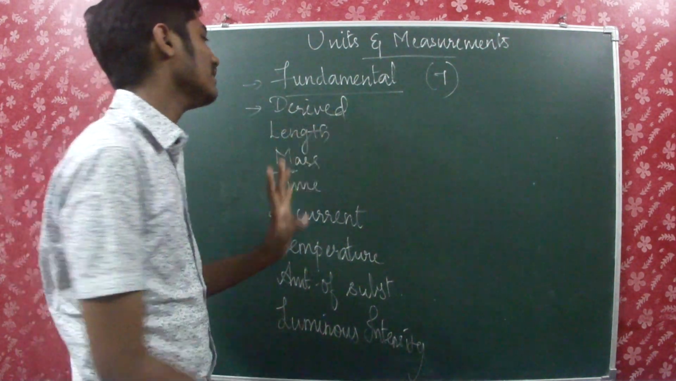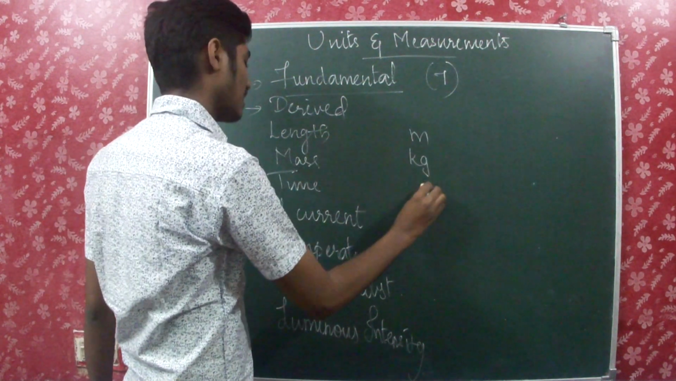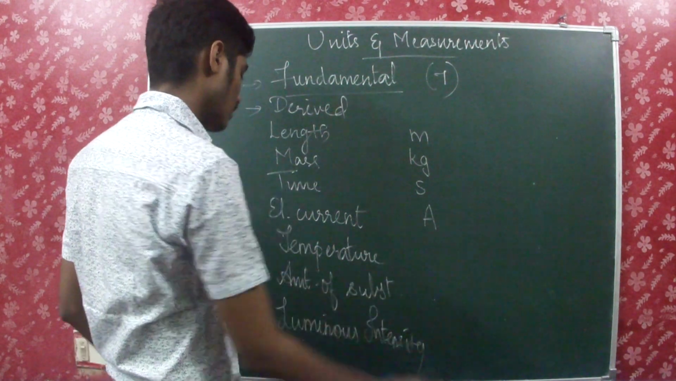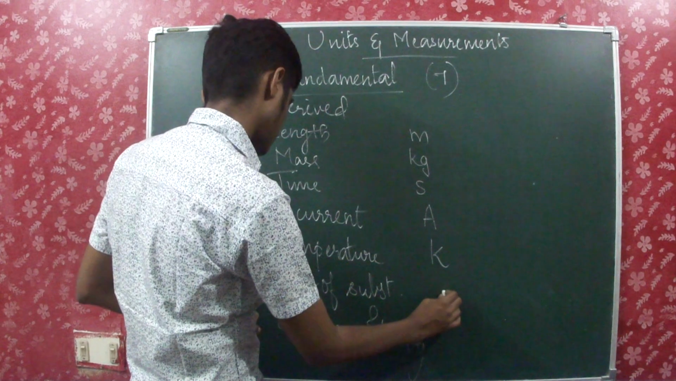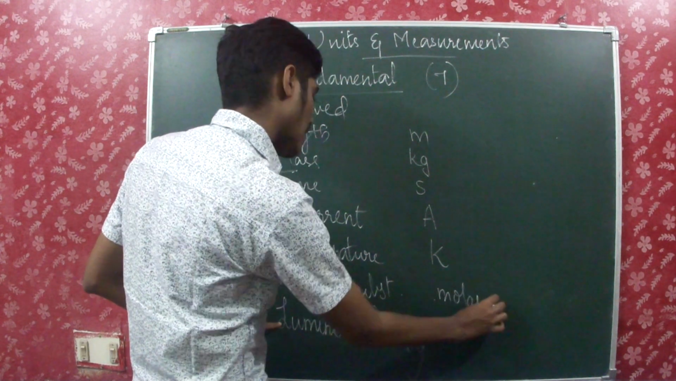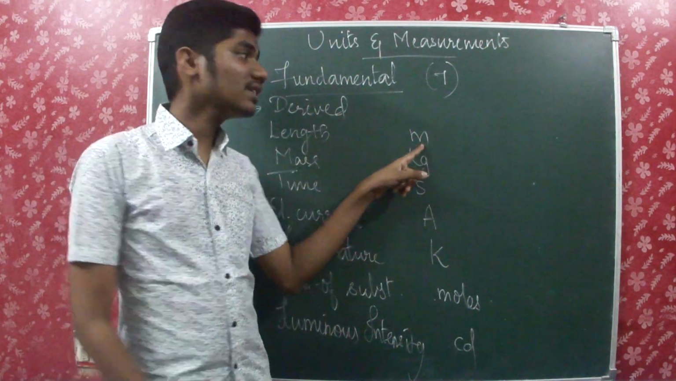So what's the unit of length? Meter. And what's the unit of mass? Kilogram. Time, second. Electric current, ampere. Temperature, Kelvin. Amount of substance, moles. That is represented as mol. And luminous intensity, candela.